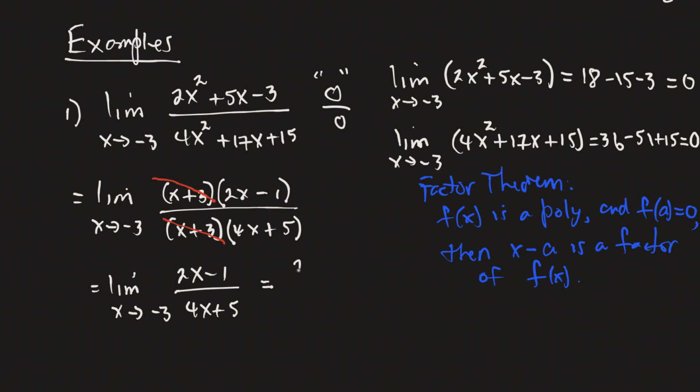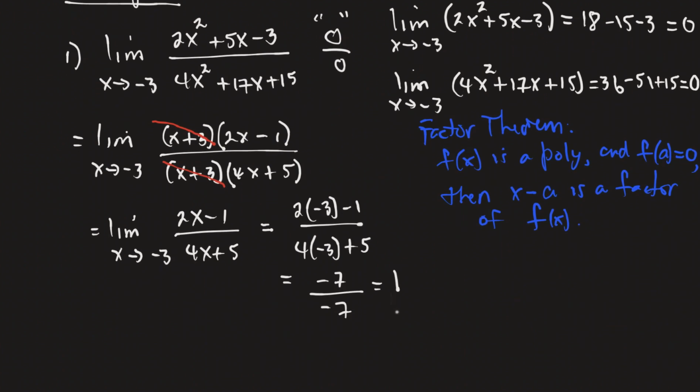So I will have 2 times -3 minus 1 over 4 times -3 plus 5. And that's -7 over, that's just -12 plus 5. So that's also -7. All right, it comes out to be 1, right? So that's our limit of this function as x approaches 1. I'm sorry, as x approaches -3, the function approaches 1.